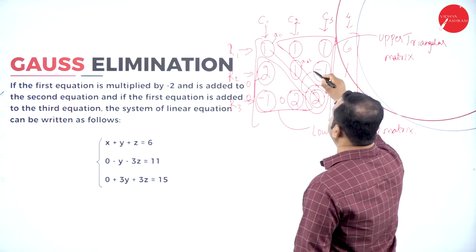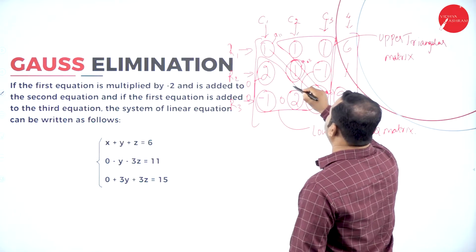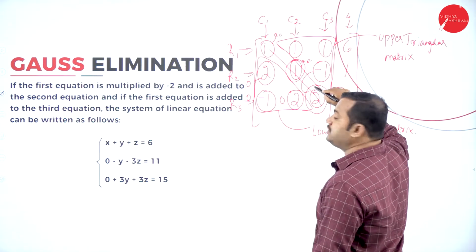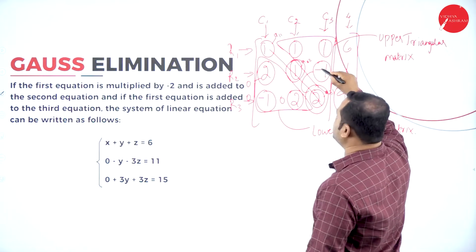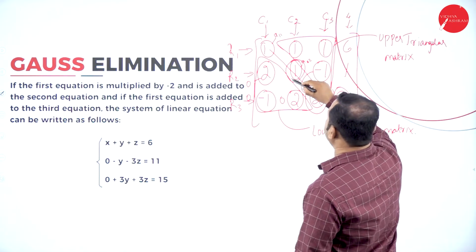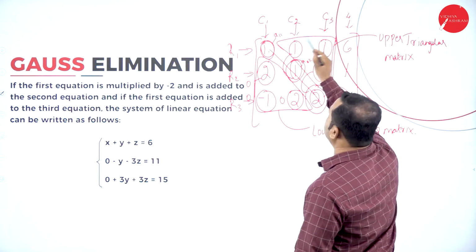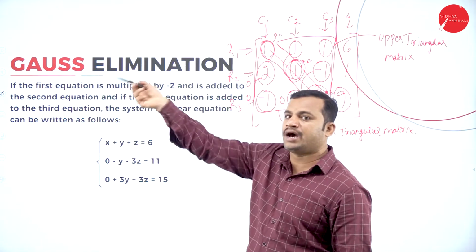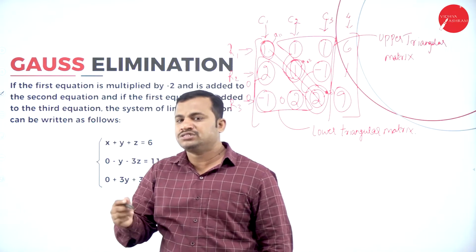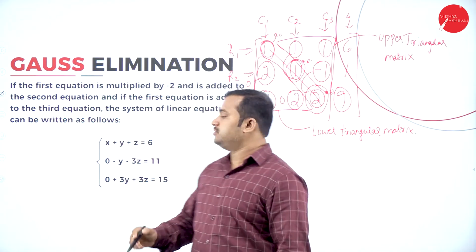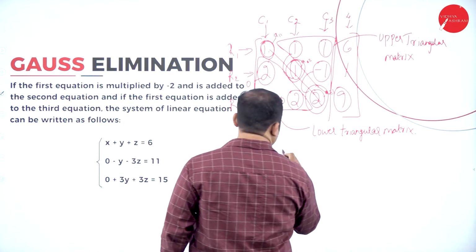This is substituted into this equation to get the value of another term. That is, by substituting the value of z into the previous equation, I'll get the value of y. By substituting the value of y and z into the previous equation, I'll get the value of x. So the values of x, y and z are determined. This is called back substitution. This is called forward elimination.